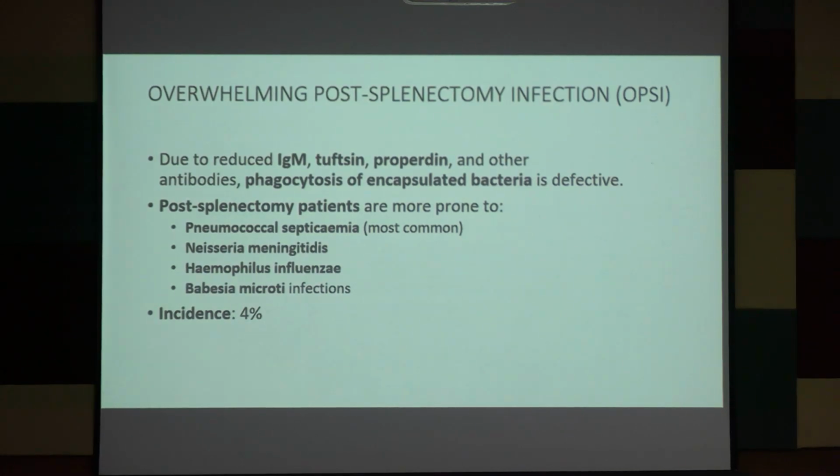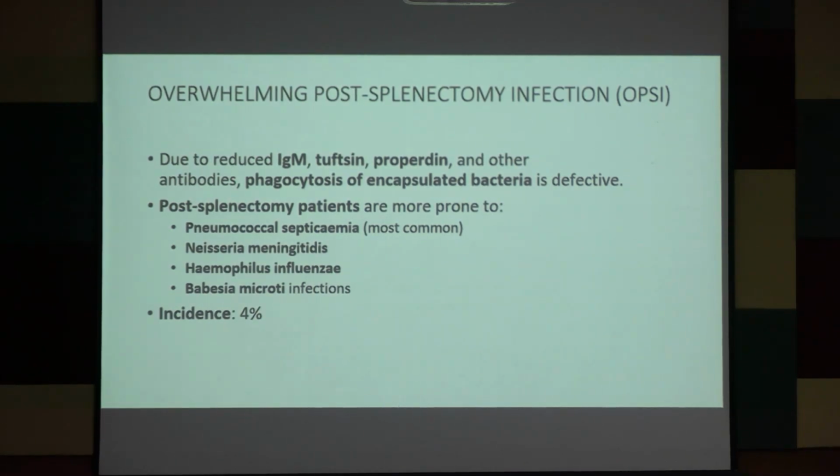So, basically, why does this happen? The spleen is responsible for immunity. A lot of immunity is being provided by the spleen. When we remove the spleen, phagocytosis of encapsulated bacteria becomes defective. Whenever the spleen is removed, the bacteria opportunistically go and infect the body, and the body is not prepared enough to tackle the encapsulated bacteria.